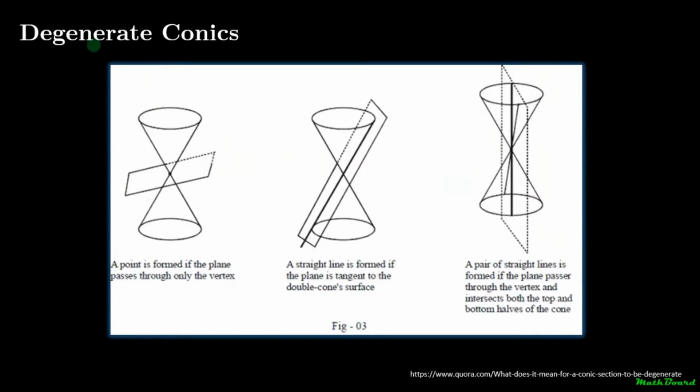Also, we have degenerate conics. The first one is when the plane passes through the vertex, we have a point. Then when the plane is tangent or just touching the surface of the double nappe cone, we have a straight line. And when the plane passes through the vertex and intersects the two cones, we have two intersecting lines. So the degenerate conics are the point, straight line or line, and intersecting lines.